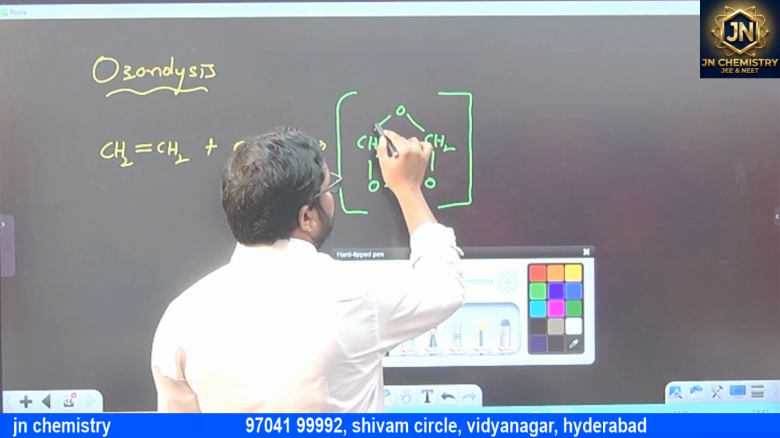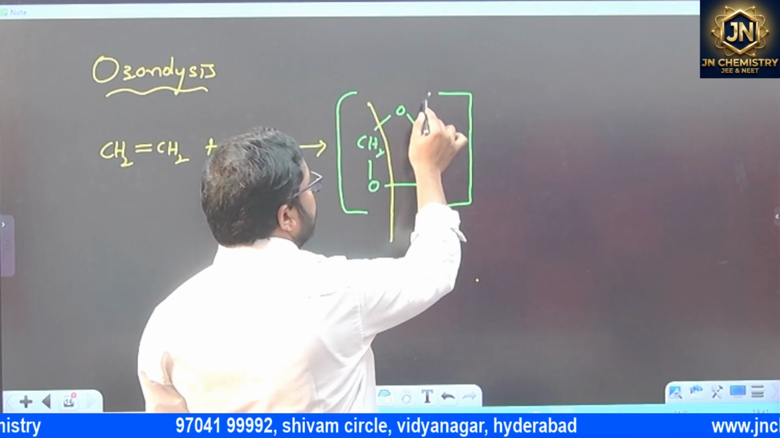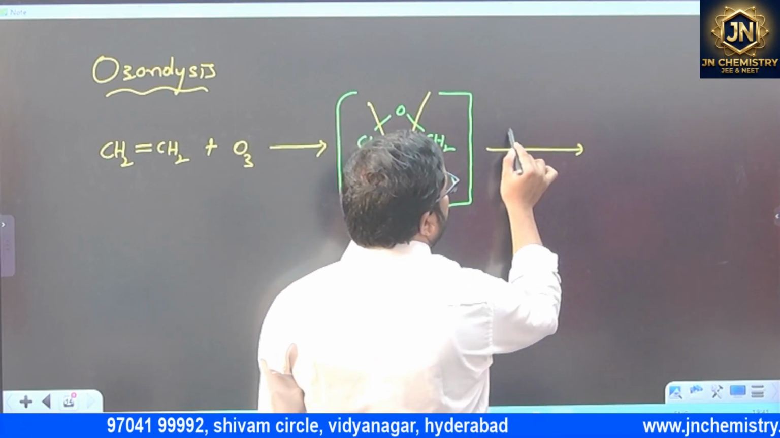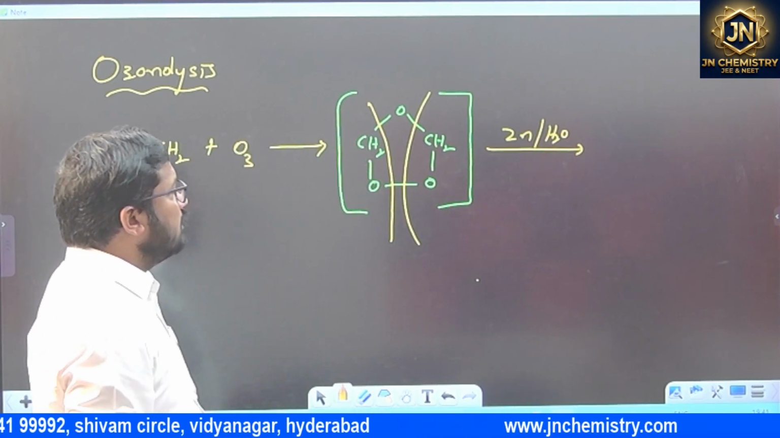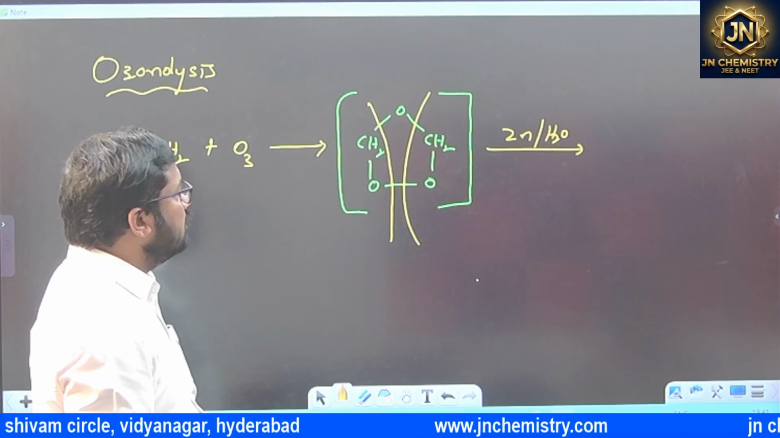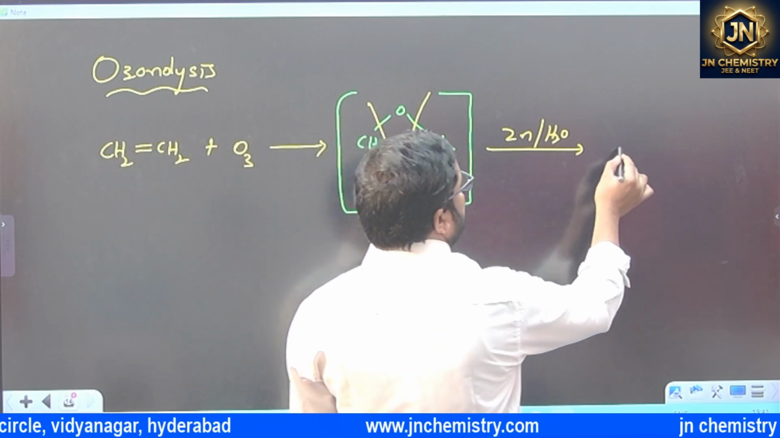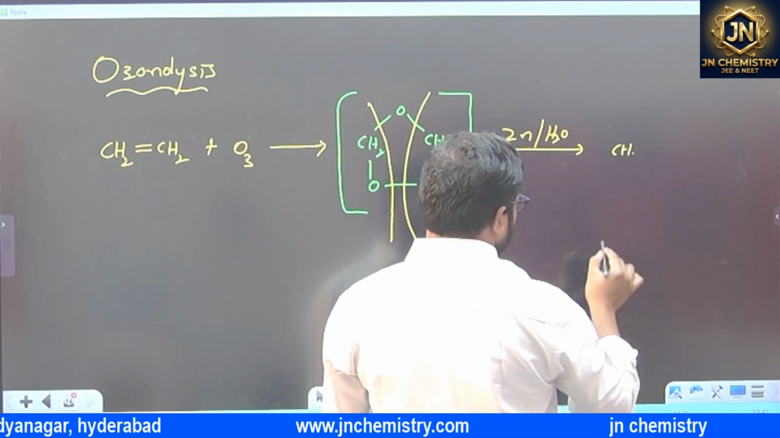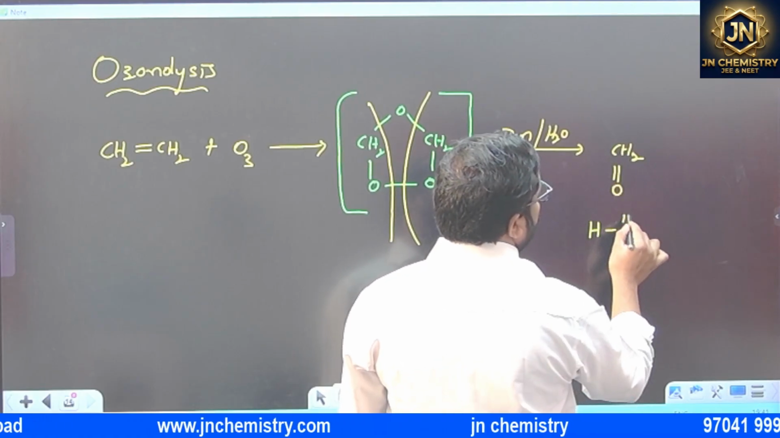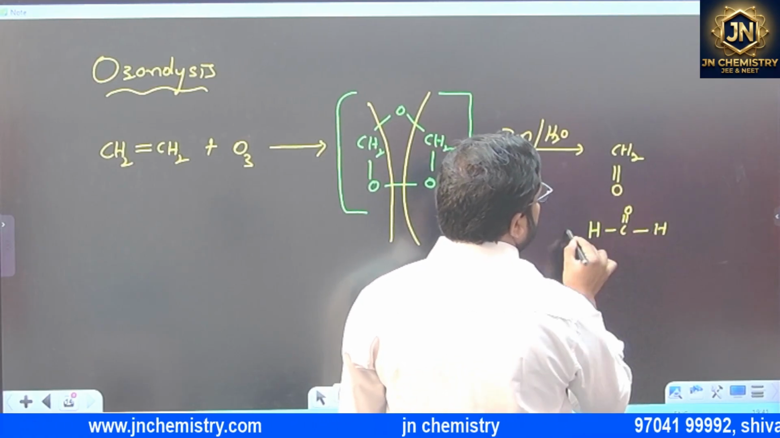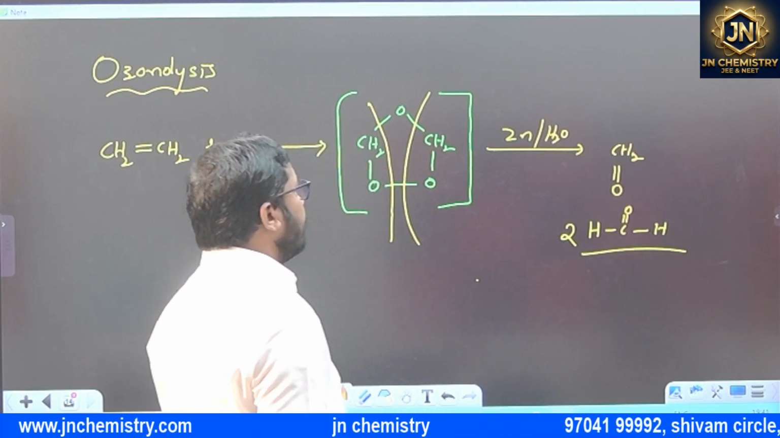Now, actually we can break the bond like this when we are using zinc in presence of water. Right? ZnO is going out. We will get CH2 double bond O. 2 moles, nothing but 2 moles of formaldehyde is obtained.